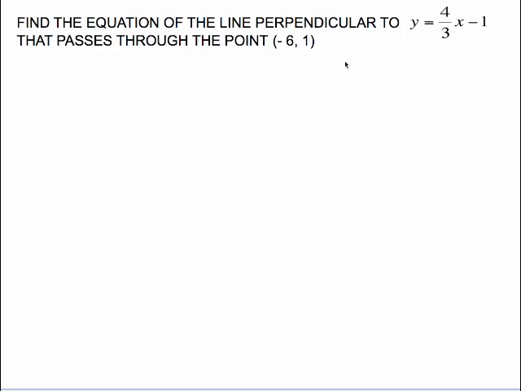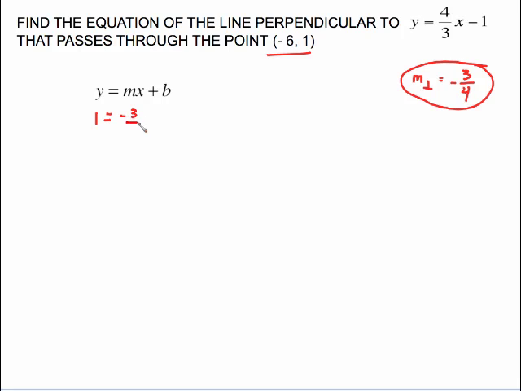Find the equation of the line perpendicular to this equation. As soon as you see the word perpendicular, you know you're not going to use this slope, you're going to use the perpendicular slope. So I suggest you write this m perpendicular sign. Remember, the upside down T is your perpendicular. Take that slope, switch it upside down, gives you 3/4, change the sign. That and that are the two values you're going to plug into this equation here. So put 1 in for y, negative 3/4 in for m, negative 6 in for x, plus b.